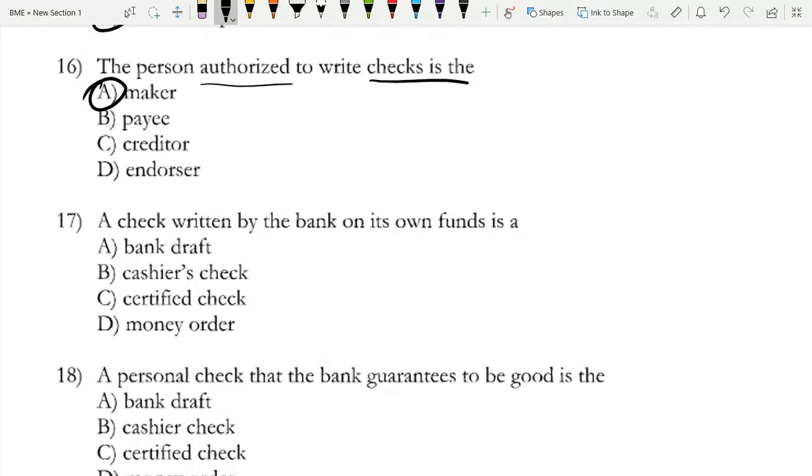The person authorized to write checks is the maker. This is the one that's actually paying the money. The payee is the one who receives the money, okay? The maker can also be referred to as the payor, the one who's paying the money.